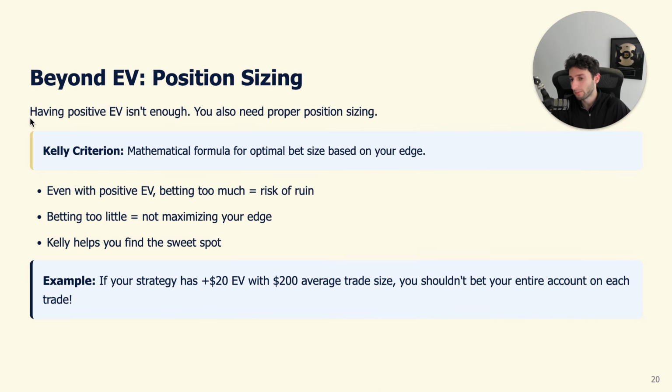Now, the other really important part is not just EV, but actually having proper position sizing. Now, there is something called the Kelly criterion. I'll be honest, I don't use it this much. I don't think it's the most important thing or the best way to calculate position sizing, but it is a mathematical formula that a lot of people use for optimal bet sizing on your edge.